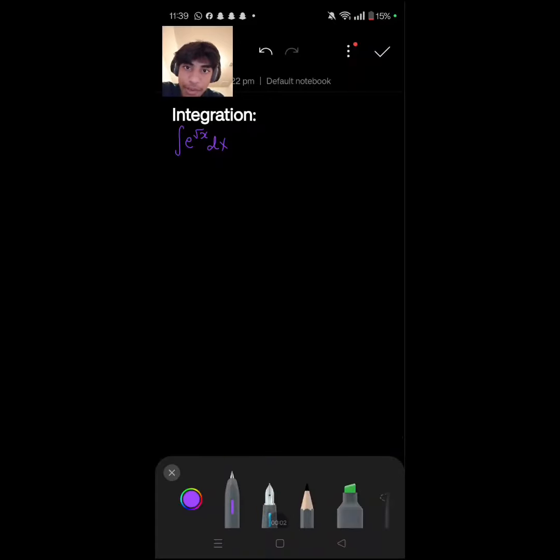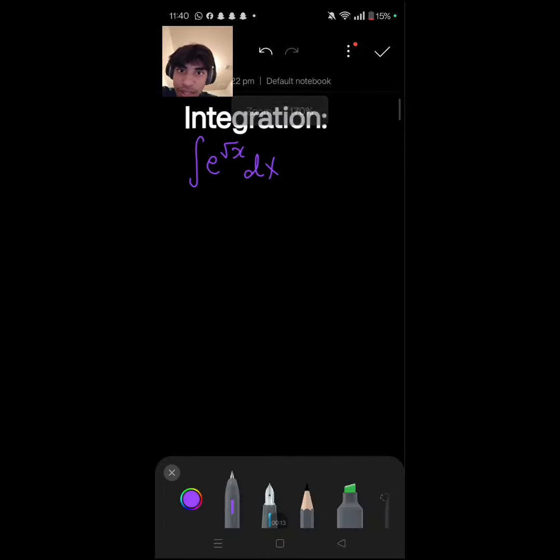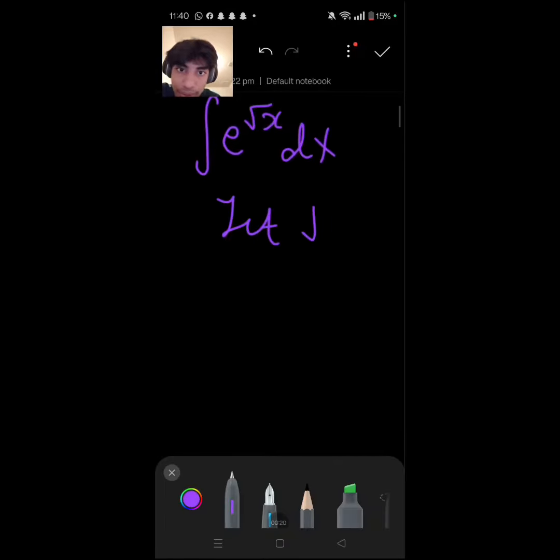Okay, so everybody knows that the primitive of e raised to x is just e raised to x. But what do you think the integral of e raised to root x with respect to x is? Now, to carry out any question like this, I just start with a general substitution. Over here, just blindly substitute something as u. You can clearly see that the odd one out is root x. So let's take root x to be u.